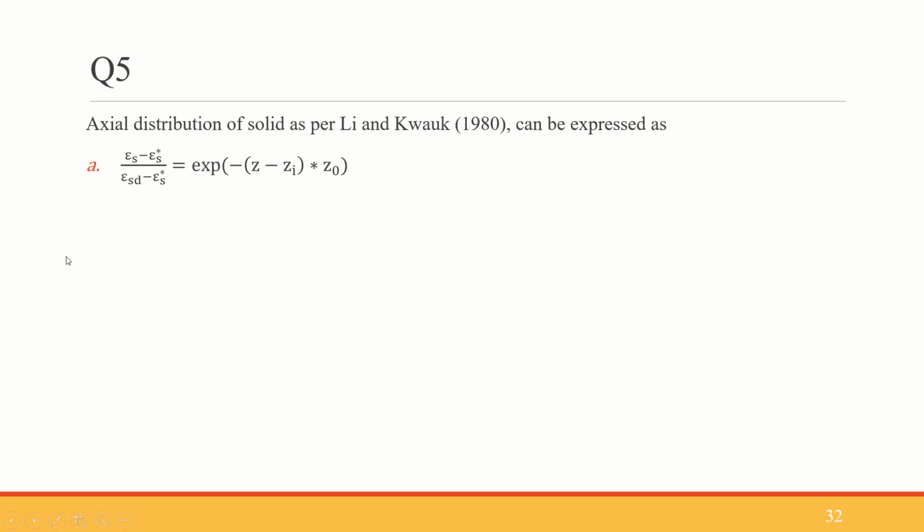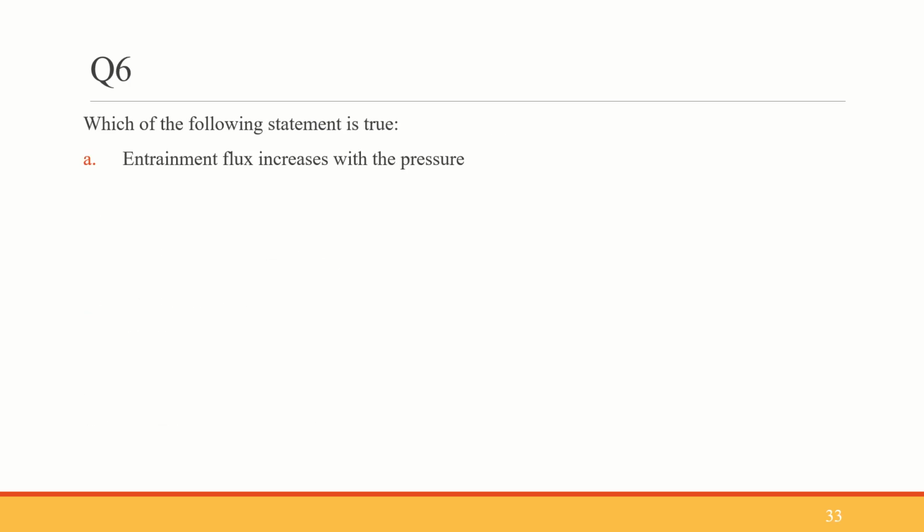Lee and Quack: epsilon s minus epsilon s star divided by epsilon sd minus epsilon s star is equal to exponential of minus a into (z minus zi), where z naught is the reference height. And this is Lee and Quack. If exponential of minus a into zf is given, it is Cunningham-Lenz's freeboard entrainment model. So please remember all the model equations and which corresponding model each represents. So that is one thing.